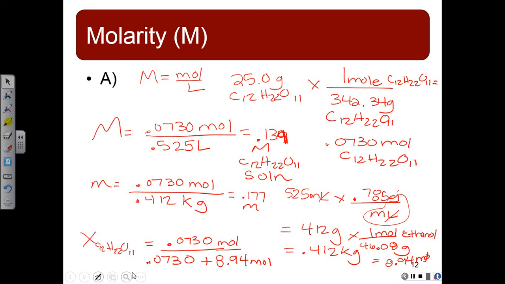So the fraction of this solution that is sucrose is only 0.00810. A very small fraction is actually sucrose, so most of it is ethanol. Do I have units here? Nope, everything cancels.